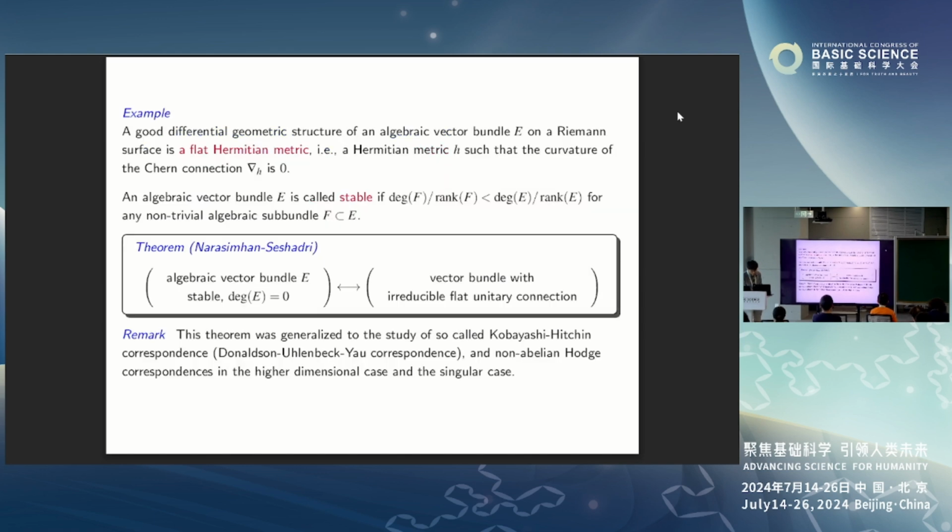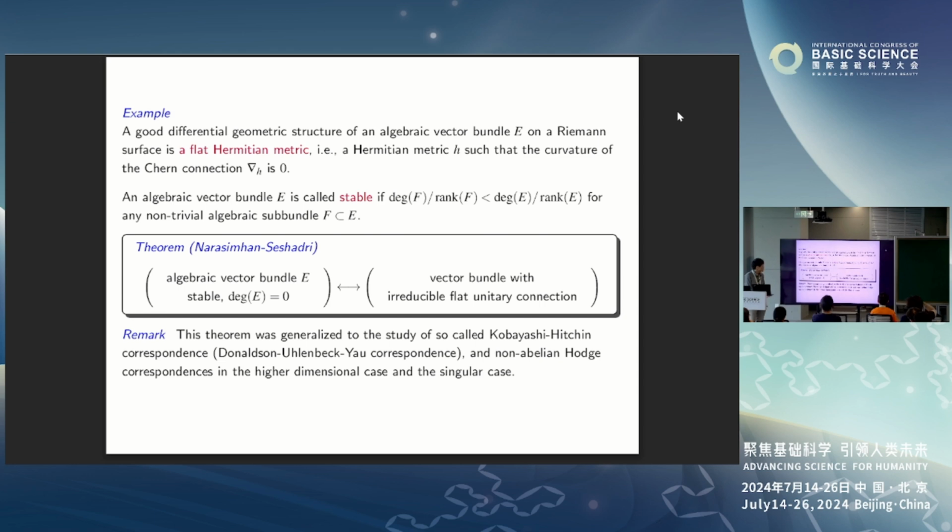Let me mention another typical example. A good differential geometric structure of an algebraic vector bundle on a Riemann surface is a flat Hermitian metric. I mean, a Hermitian metric of an algebraic vector bundle induces a unitary connection called the Chern connection. And the condition is the vanishing of the curvature of the Chern connection.